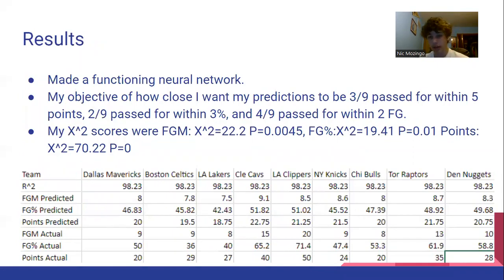My results: I did make a functioning neural network, which was pretty cool, and it was a tough time building, but definitely worth the learning experience. And for my objective of within 5 points, 3% field goal percentage, and 2 field goals made, 3 of 9 passed for the 5 points, 2 of 9 for within 3%, and 4 of 9 within 2 field goals, which was to be expected. I wish I could have done a little better, but our chi-squared scores showed that our neural network was not accurate and not functional.